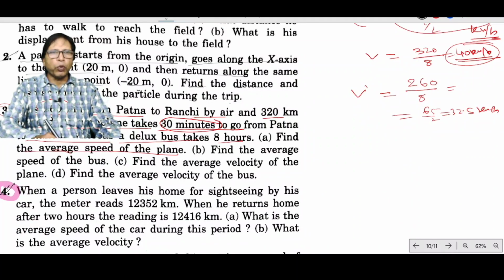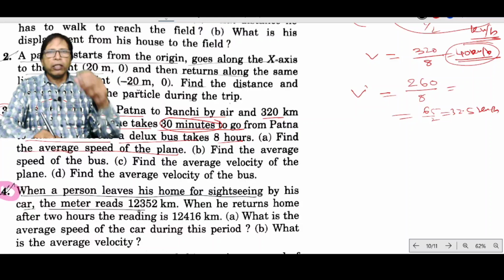Now question number 4. When a person leaves his home for sightseeing by his car, the meter reads 12,352 km. When he returns home after 2 hours, reading is 12,416 km. What is the average speed of the car during this period? And what is the average velocity?